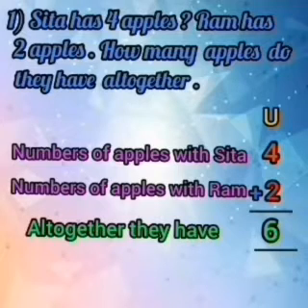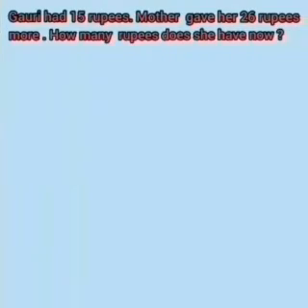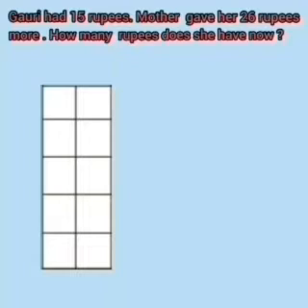Let us see the second sum. Gauri had 15 rupees. Mother gave her 26 rupees more. How many rupees does she have now? Let's see. First, write the place value starting from the units side. These units always start from the right hand side. First, write units, then tens.